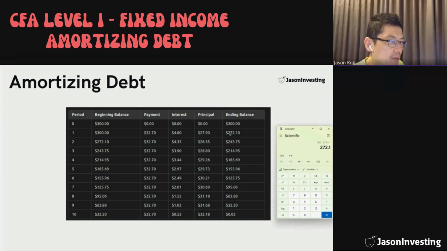Okay, now we calculate the new interest from the remaining principal, which is 272.1. It's multiplied by 0.016, and this will result in 4.35 interest. Remember, the interest was higher at 4.8. Now it's lower at 4.35.